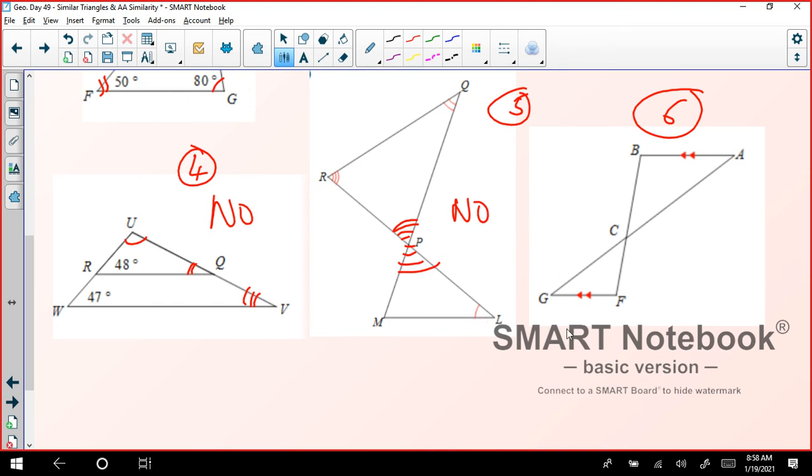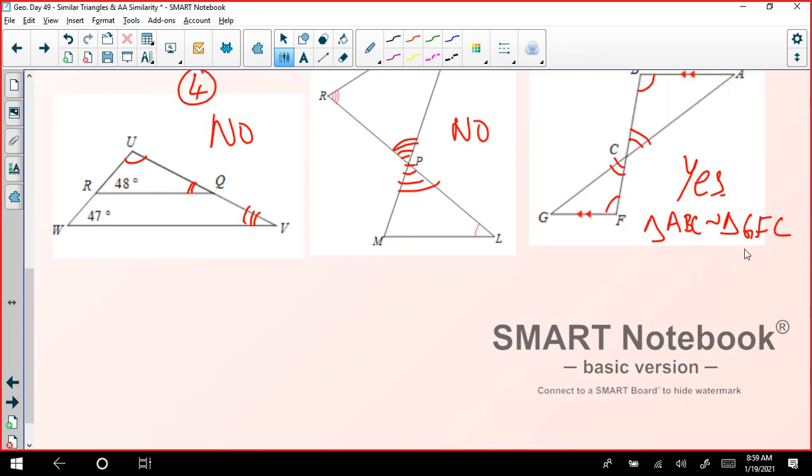On this one, I can use the alternate interior angle theorem and say this is congruent to this because we have GF parallel to BA. And this is your vertical angle pair. So this is also congruent. We have two angle pairs that are congruent. So therefore, yes, triangle ABC is similar to triangle. In place of A, I have G. In place of B, I have F. So GFC. Okay. Let's move on to the next slide.